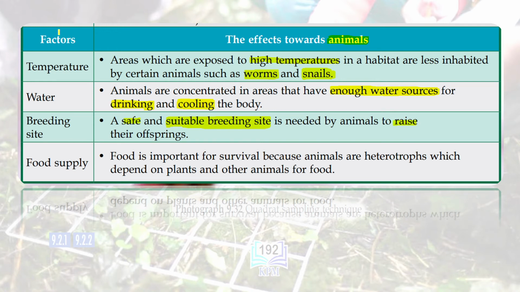Dan sangat penting because animals, they are the heterotrophs, they are unable to synthesize their own food. Therefore, food supply becomes a very important factor in the population distribution. Okay, kalau tempat itu kurang makanan, of course, they won't be able to survive. So it's important for survival. Okay, just now I mentioned the term heterotrophs. Mereka bergantung kepada organisma lain, dependent on the plants or the other animals for the food source.